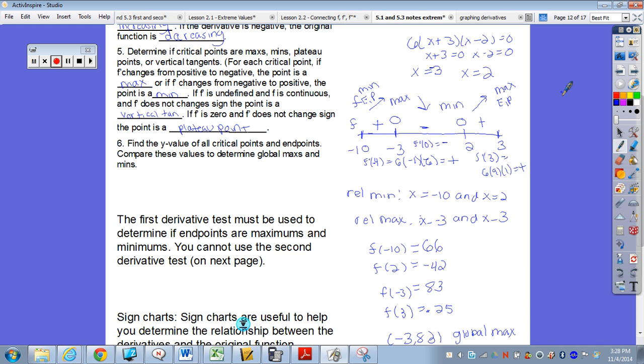So if you could try example B for next class, and then we will finish the rest of the notes in class tomorrow.